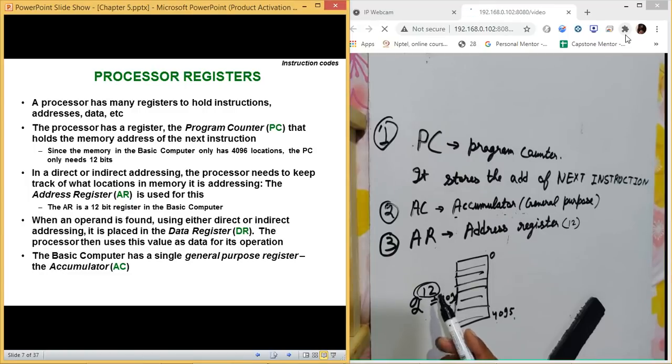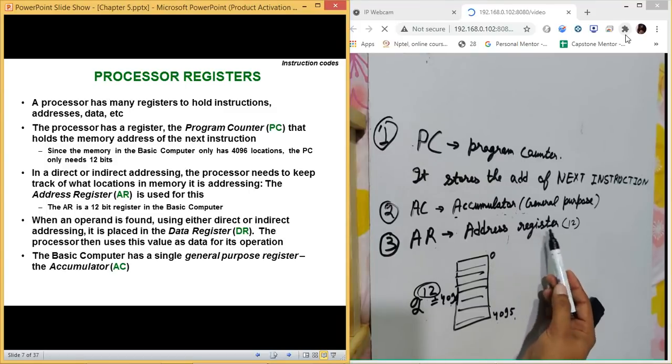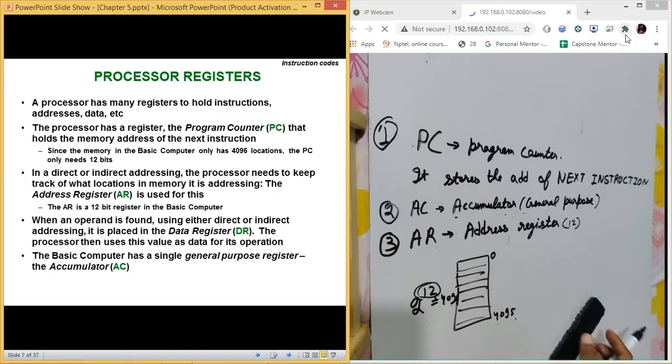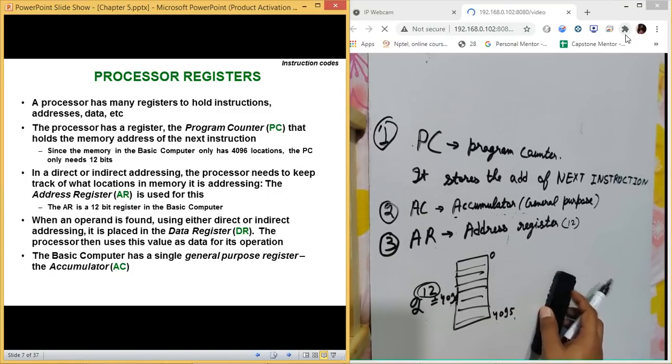When we are talking about the examples or calculations we are taking, we are only talking about the basic computer, which assumption we have taken already. So it is according to that assumption, 2 raised to the power 12. It means the address register is going to have the length of 12 bit. Then after this, there is a data register.